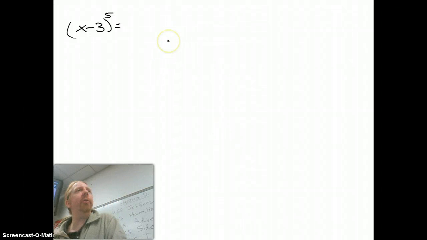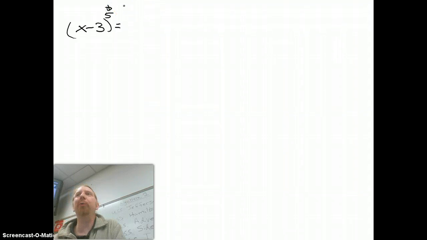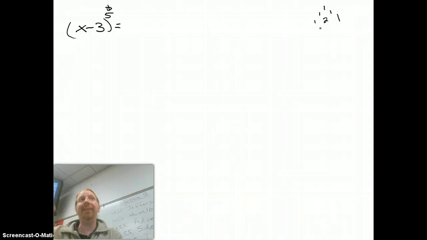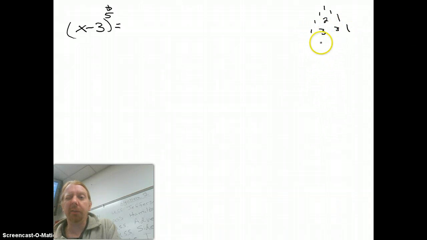Now again, the first thing we're going to need is that Pascal's triangle. So either you memorize what's on the fifth row, or you rewrite it as you need it. We start at the top with 1, 1, 1, and we always add the two numbers together as we work our way down the triangle. So 1, 3, 3, 1, that's the third row, fourth row, and finally the fifth row.